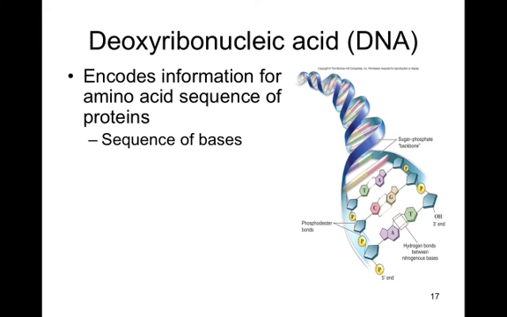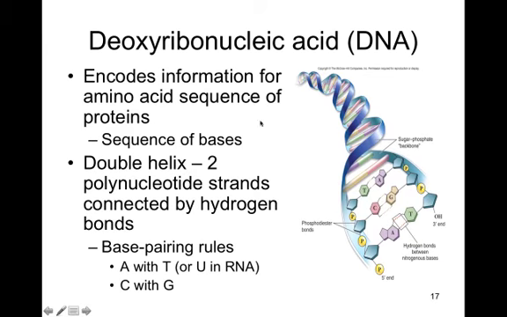So let's take a little closer look at DNA, or deoxyribonucleic acid. It's the molecule that encodes information for the amino acid sequence of proteins. We'll look at this later in the semester when we explore transcription and translation. But basically, each of these sequences of bases on one strand of the DNA will code for specific amino acids, and then those amino acids will be strung together to form proteins. We'll be examining the proteins here shortly.